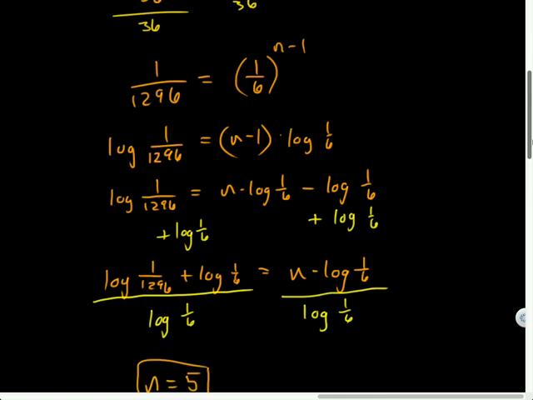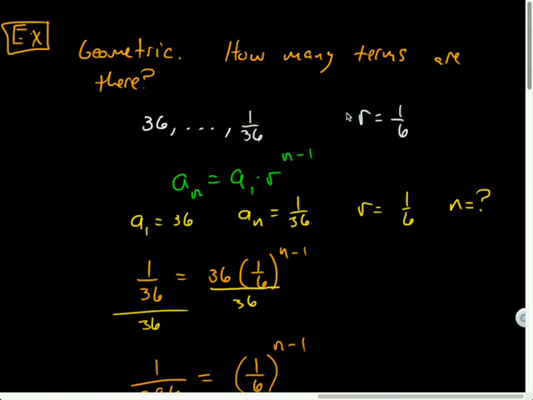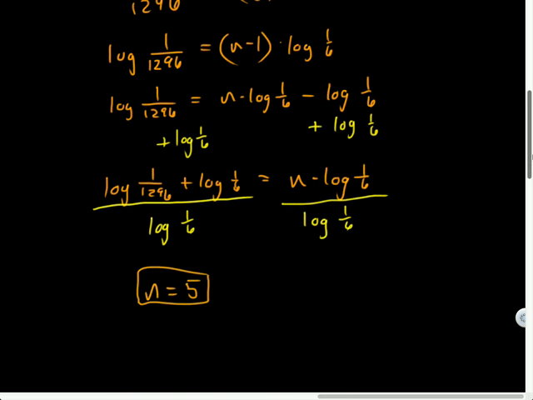Meaning that 1/36 was the 5th term in that list. So that is far beyond what we would need to do, but I just want to point out we could even solve a problem like that.